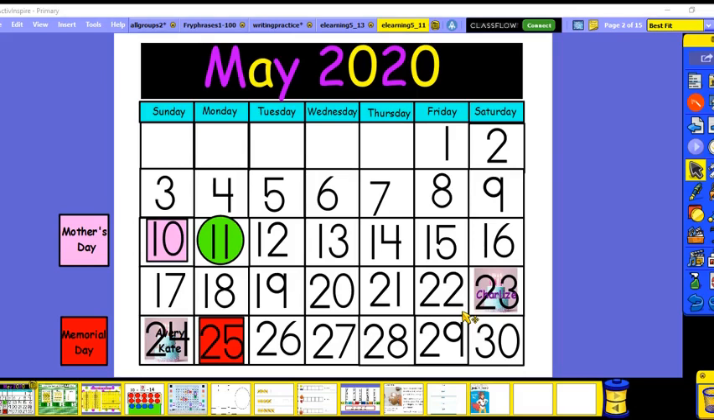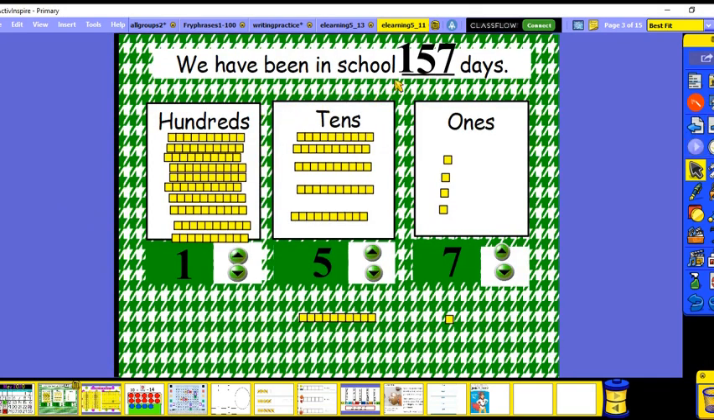Guys, let's start off today looking at our calendar. So today is Monday, May 11th, 2020. We have been in school 157 days. So let's make our ones match. So we have 4, 5, 6, 7 ones now.